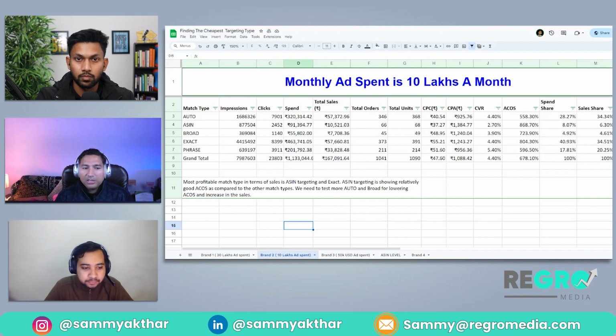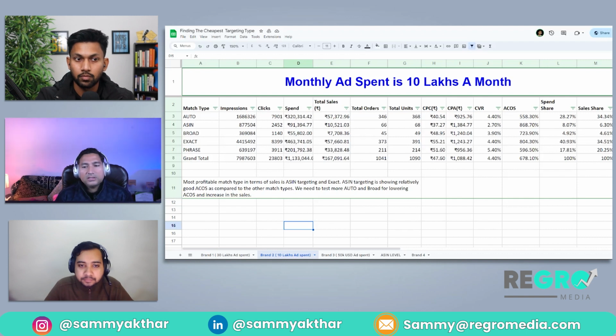Same can be looked at again for ASIN targeting here, because unless I have a very good offer, what we just looked at previously in the previous brand, where the spend was 30 lakhs, here if you see, ASIN targeting is not performing as well. It's actually one of the worst performances that we see in terms of ASIN targeting. The reason being, as we had said there, that the offer was so good. When I say offer, I mean again the pricing, the reviews, the actual product that the customer is going to get, and the creatives and everything.